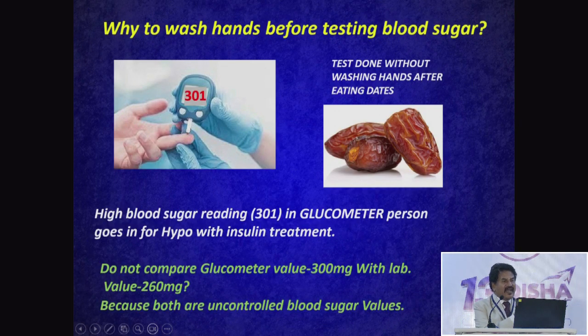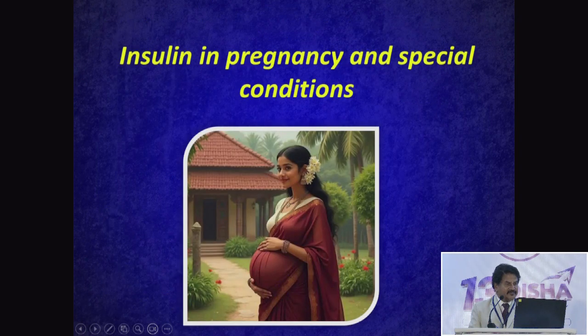You have to wash hands before testing the blood sugar. Sometimes testing is done without washing the hands after eating dates or handling the dates, which leads to high blood sugar reading in the glucometer. That patient goes for hypo with the insulin treatment.